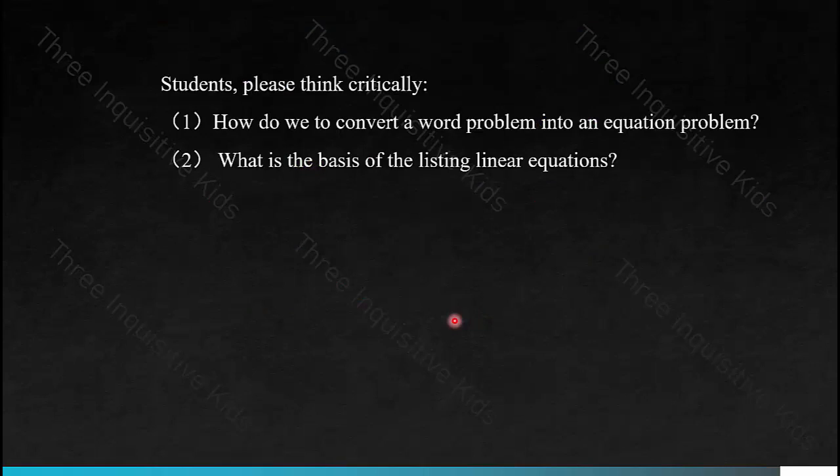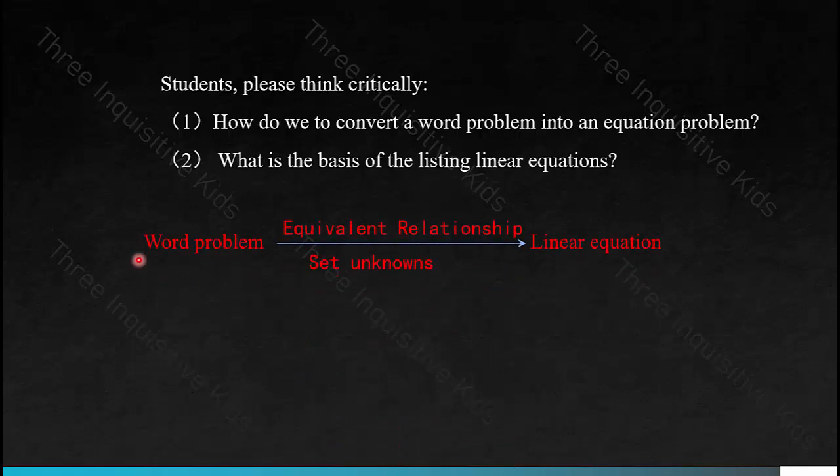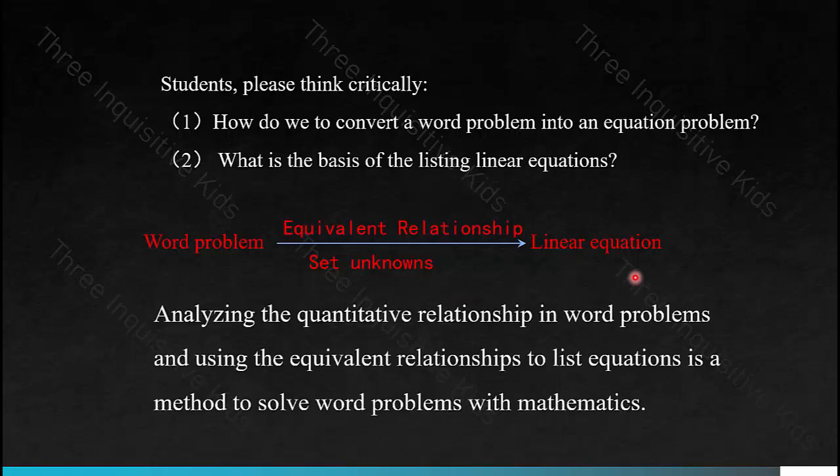Now, students, please think critically. How do we convert a word problem into an equation problem? And what is the basis of listing linear equations? What is that usual set of steps, that gist of listing linear equations? Well, we first start with a word problem, and by finding the equivalent relationship and setting the unknowns, we get a linear equation that we can solve. Analyzing the quantitative relationship in word problems and using the equivalent relationships to list equations is a method to solve word problems with mathematics.